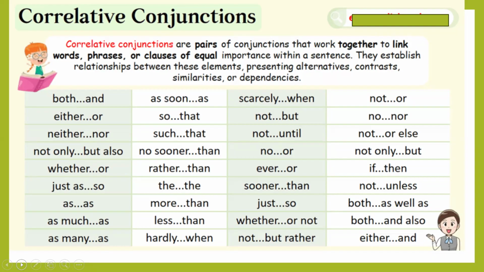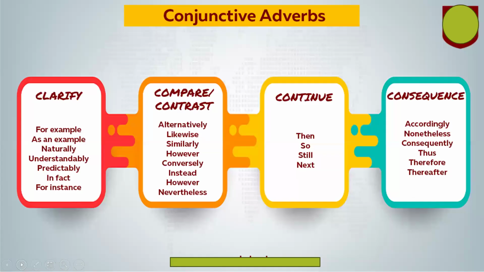So these are: both and, either or, neither nor, not only but also, whether or, just as, so as much as, as soon as, so that, such that, no sooner than, rather than, more than, less than, hardly when, scarcely when, not until, whether or not, if then, unless, as well as, both and. So these correlative conjunctions we will read in a separate video.